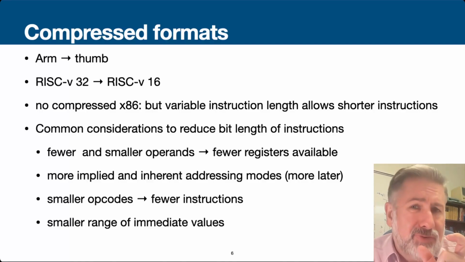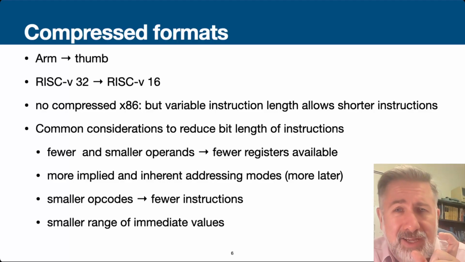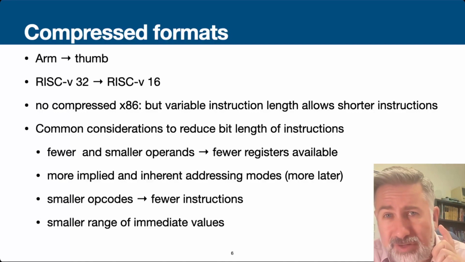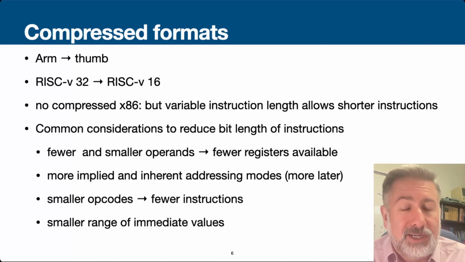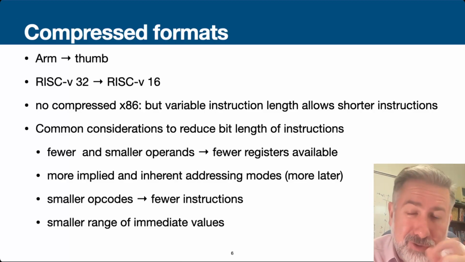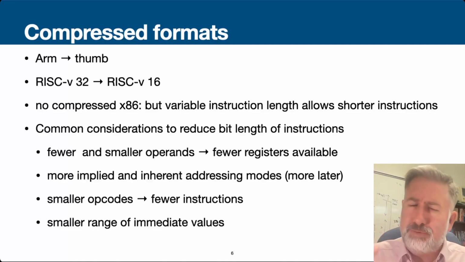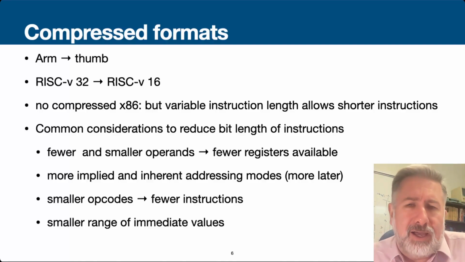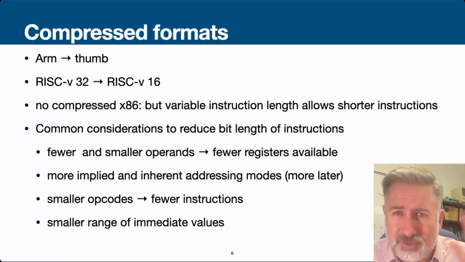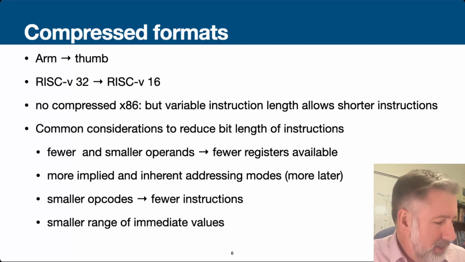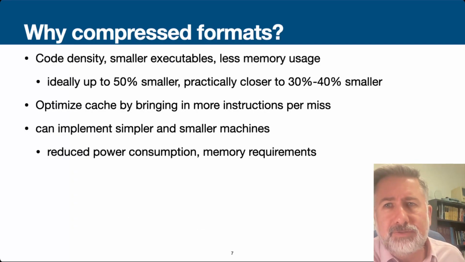Because to specify a register, of course, you have to specify the address of the register in the register file. If there's 32 registers, you need 5 bits per register, right? So if you want to have a smaller instruction, maybe you only have 16 registers. ARM only has 16 registers, for example. You would also build in more implied or inherent operations, as we'll look at later on. And again, you'd have a smaller range of immediate values.